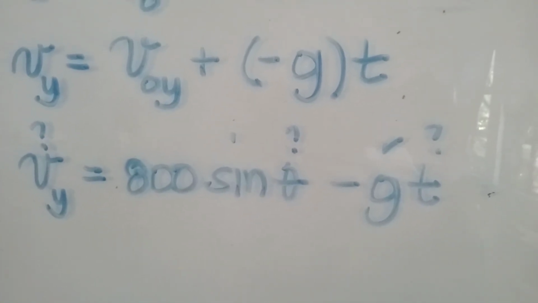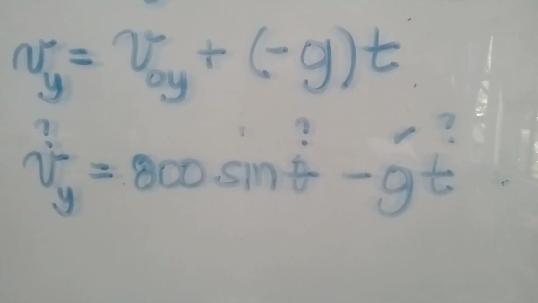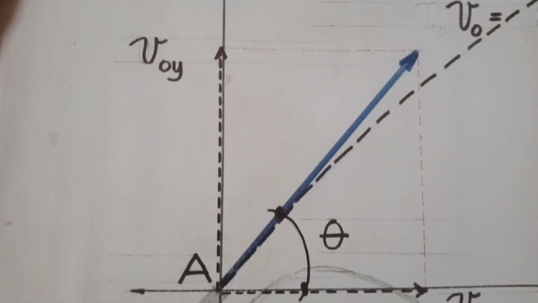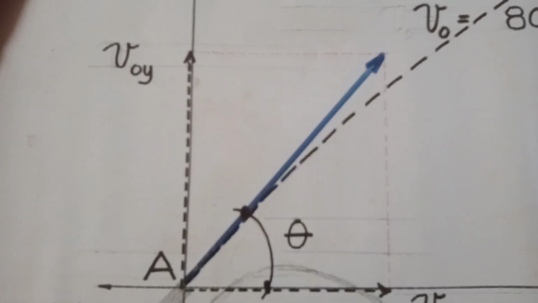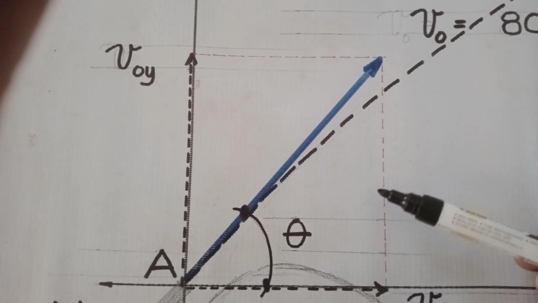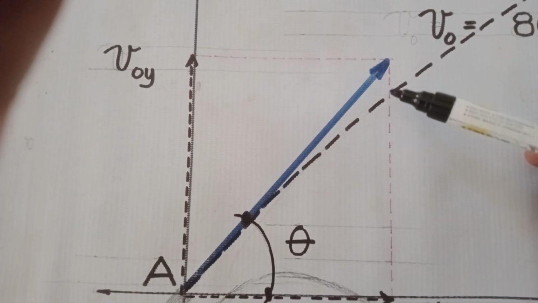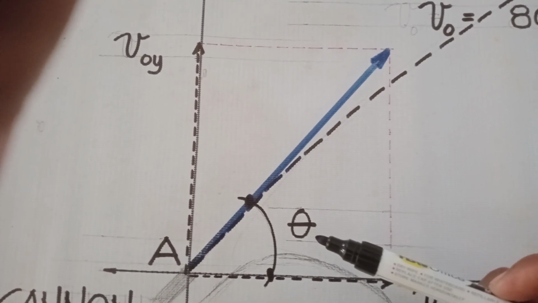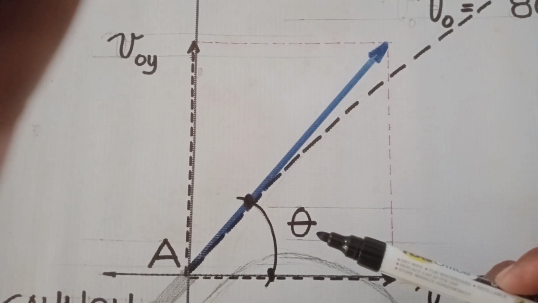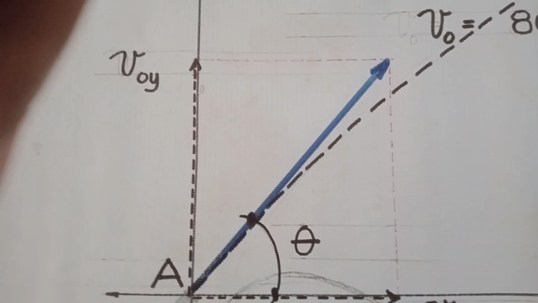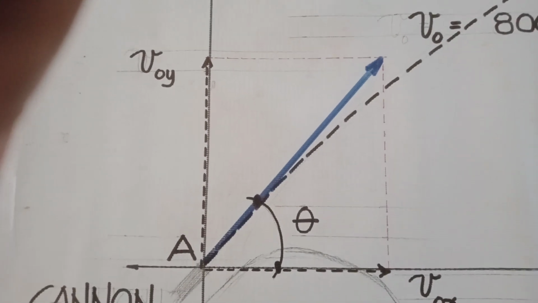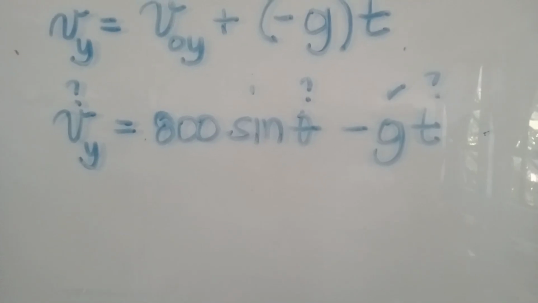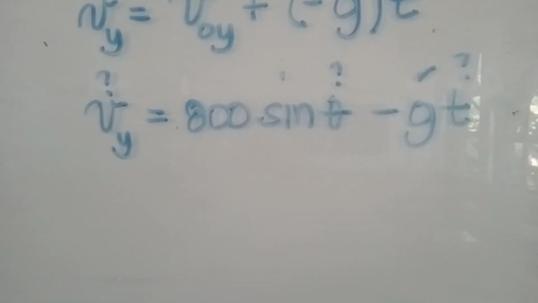And let us refer back to the diagram for v sub oy. Alright, this is v sub oy. If we refer to the diagram, this is v sub oy also, this particular side in here, which is opposite theta. So therefore, opposite means sine. Therefore, that's it: 800 times the sine of theta, minus g times t.